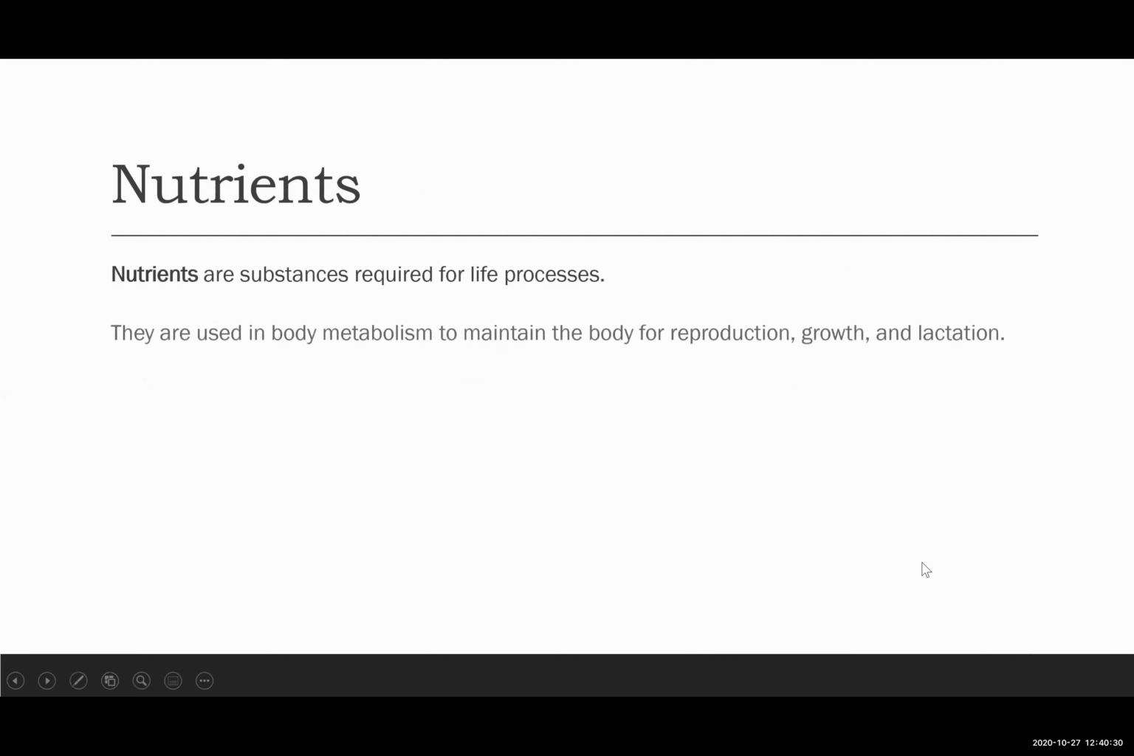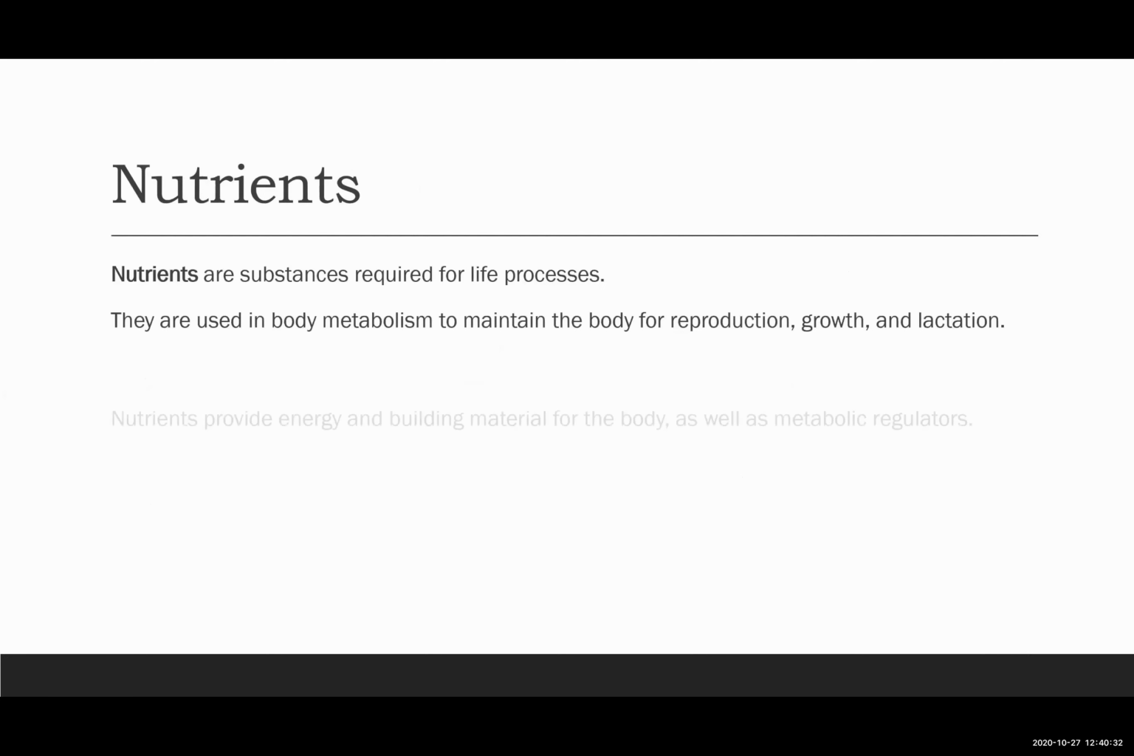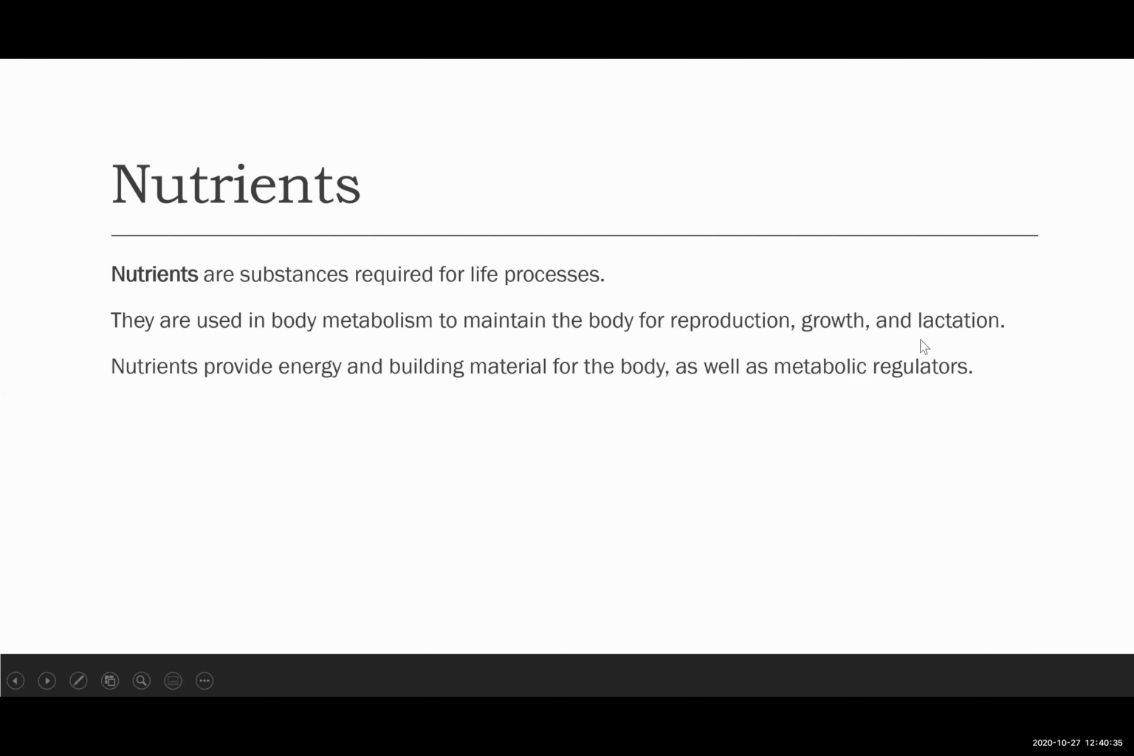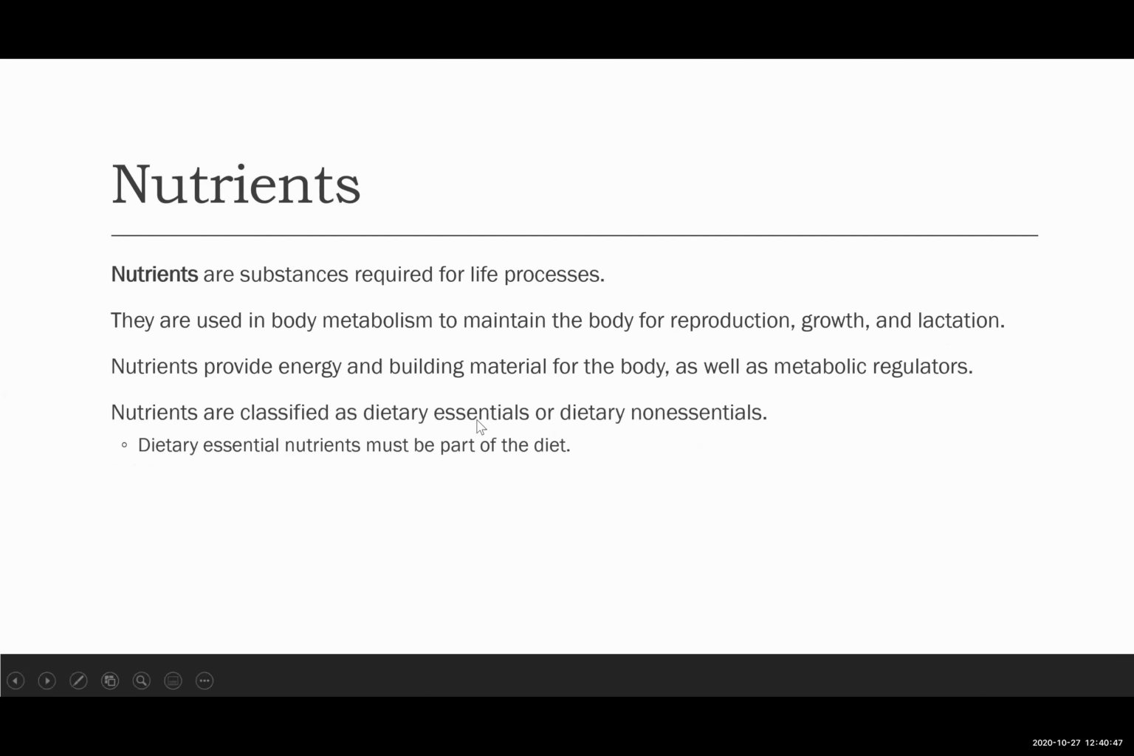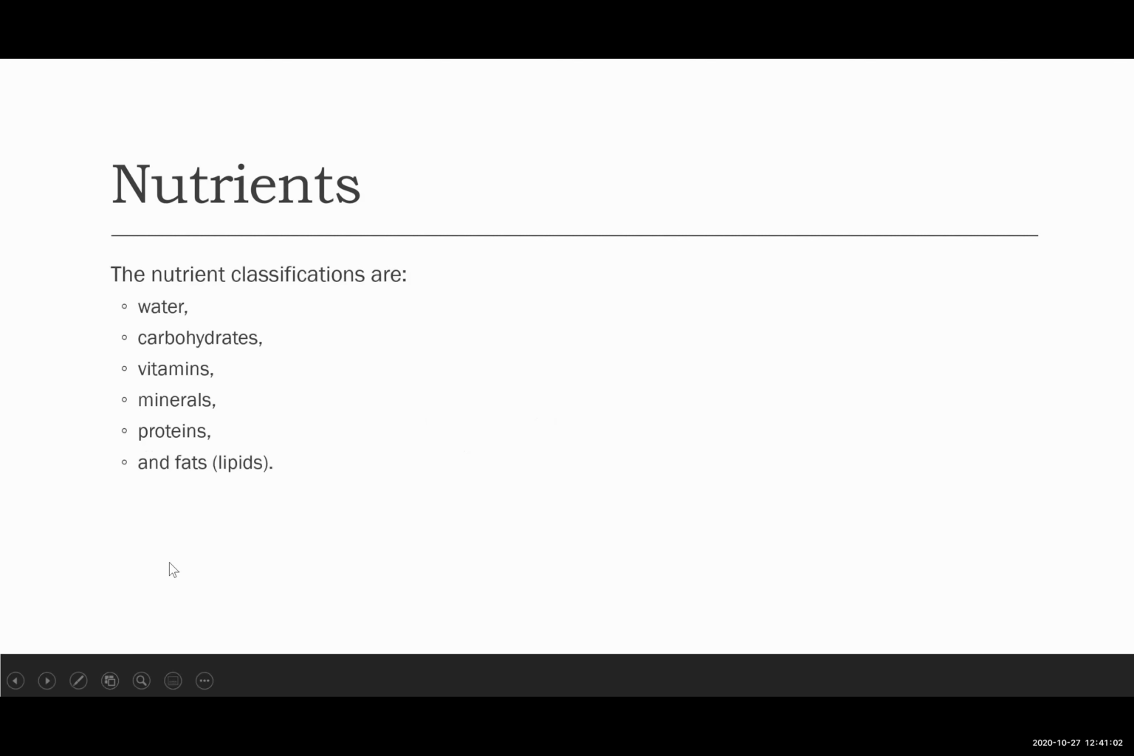We do have all of our nutrients that we just discussed, and they are important for maintaining reproduction, growth, and lactation, as well as other metabolic regulators. Now, you will learn a bit about metabolism in your module in the very last section. They're either dietary essential or dietary non-essential, and if they are considered dietary essential, they must be a part of the diet. So essential means it has to be in the diet. The body cannot synthesize that nutrient on its own. These are the classes we just discussed, and I will go through them each.